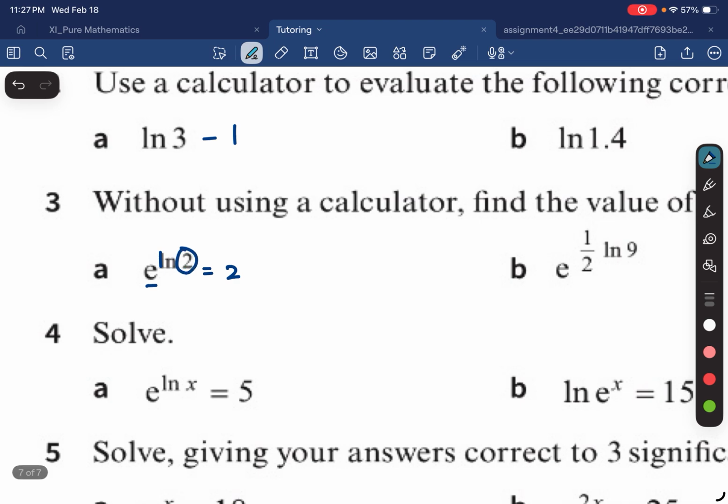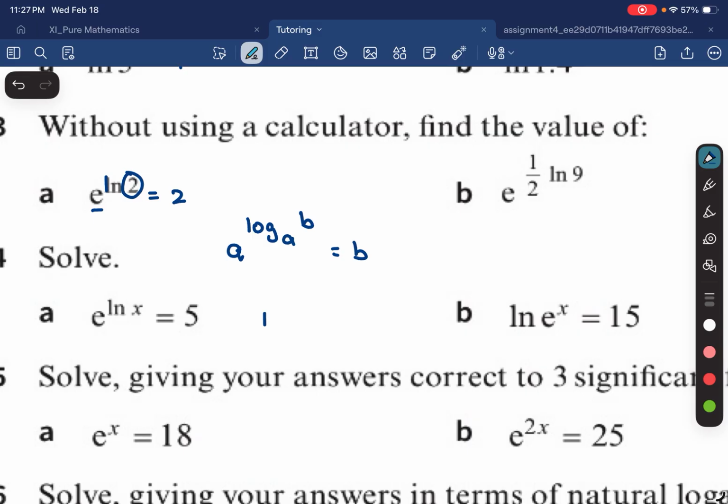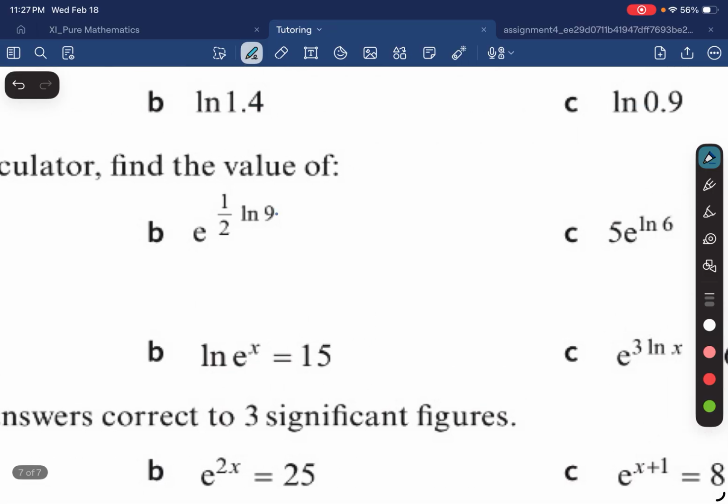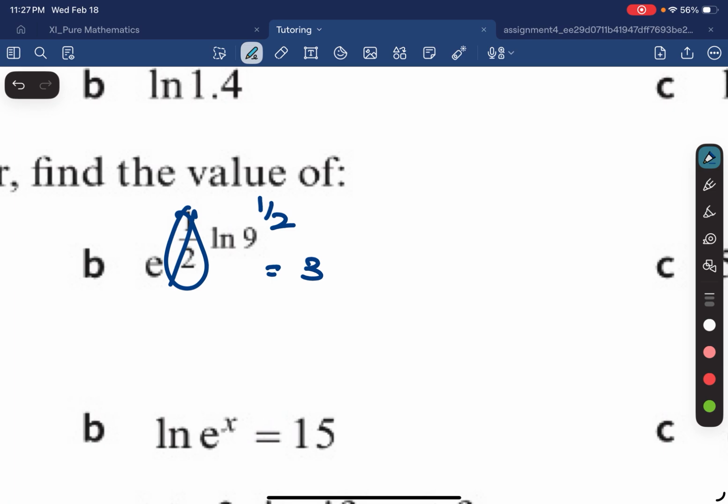And we have looked at the reason why. If you have a to the power log base a of b, the answer is going to be b. Because if I say that log base a of b is equal to p, a to the power p gives me b, and this is just p. So my answer has to be b, right? So this is going to be equal to 2. And this is going to be equal to 3. The power rule tells me that I can take this half as the exponent of 9. 9 to the power half is 3 because it's the square root of 9. So this gives me 3, I believe.